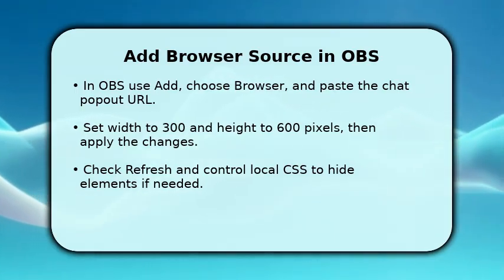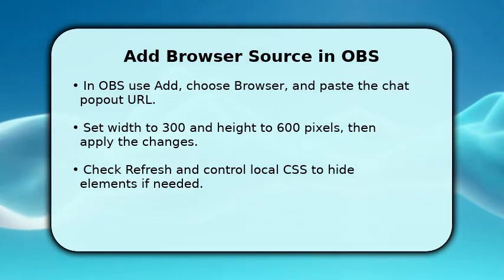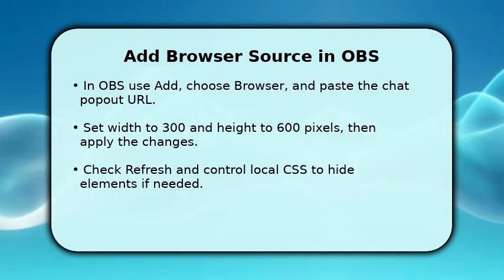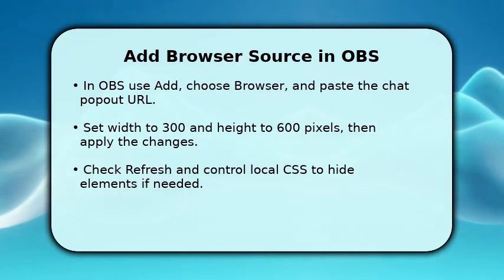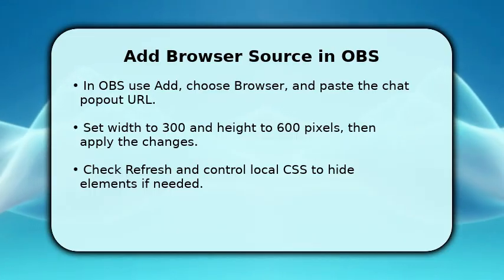Set width to 300 and height to 600 pixels, and set FPS to 30 for smooth updates. Enable refresh browser when scene becomes active if desired. Click OK to add the chat box into your scene layout.